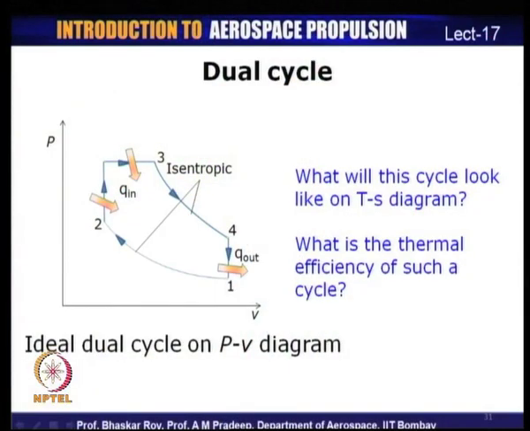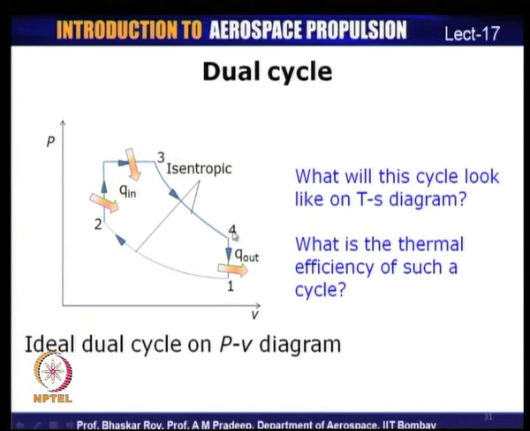So, let us look at the PV diagram of a dual cycle. On a PV diagram, basically a dual cycle would look like this. That is, the first process is the same: you have process 1 to 2, which is an isentropic process. The second process, between states 2 and 3, would have both components, that is, a constant volume process as well as a constant pressure process. And how much of constant volume and how much of constant pressure can be adjusted depending upon the cycle itself. So, heat addition takes place during both these processes.